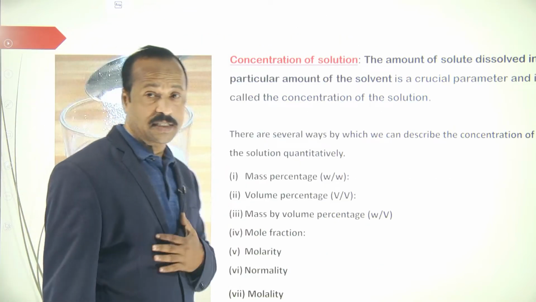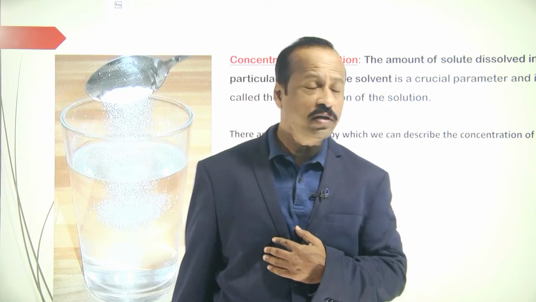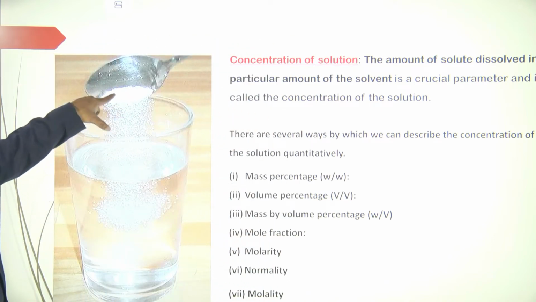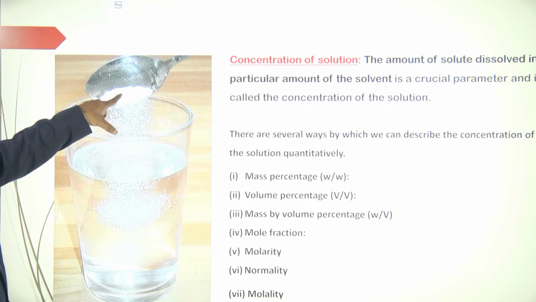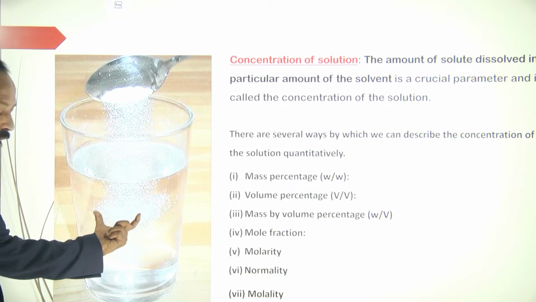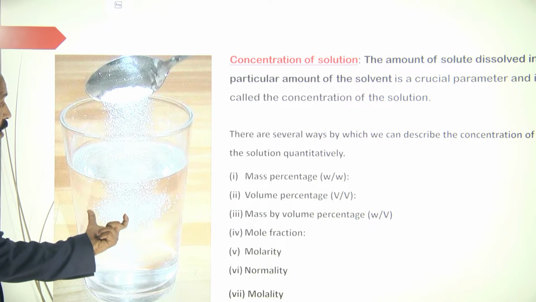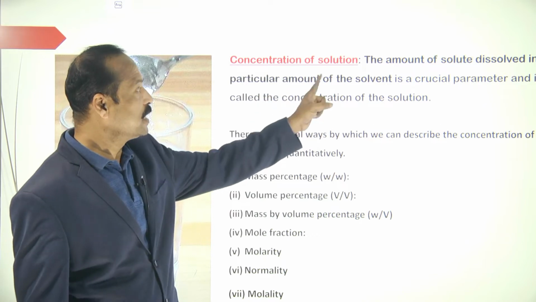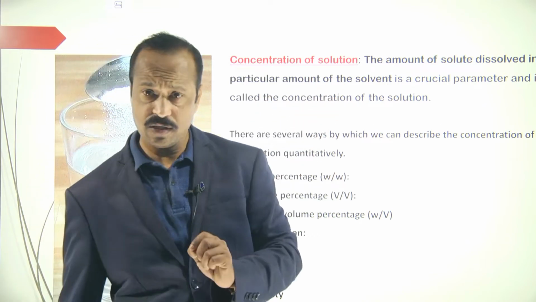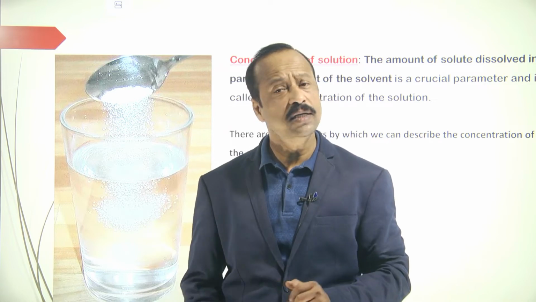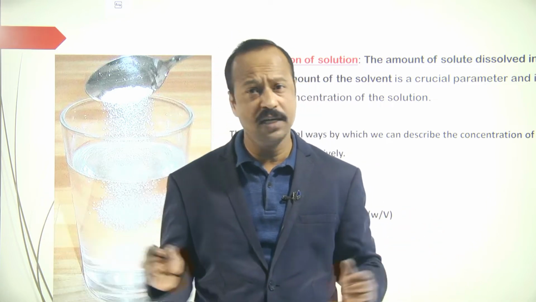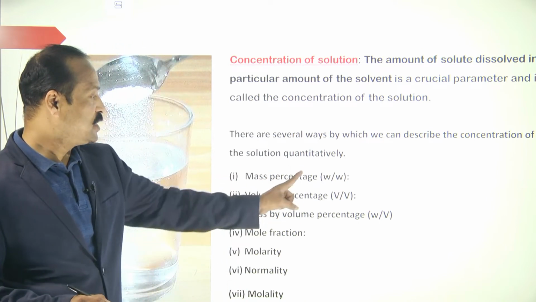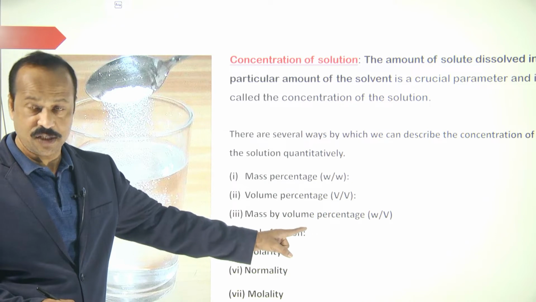Now, we are also discussing the concentration of solution. Concentration is what? The amount of solute, for example, if you take sugar, the amount of sugar present in a unit volume of solvent is called the concentration of the solution. So, the amount of solute dissolved in a particular amount of solvent is called the concentration of solution. This concentration can be expressed in many different ways, and we already discussed mass percentage, volume percentage, and mass by volume percentage.